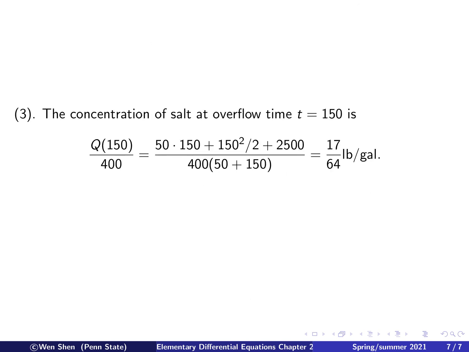Okay, now we can answer question number 3, since we have the function Q of t, and we know the time when it overflows is t equals 150. So the concentration of salt would be equal to the amount of salt divided by the volume. Okay, and then in the Q expression, set t to be 150, which I put in here. And you can work out and simplify, and you get 17/64 pound per gallon.